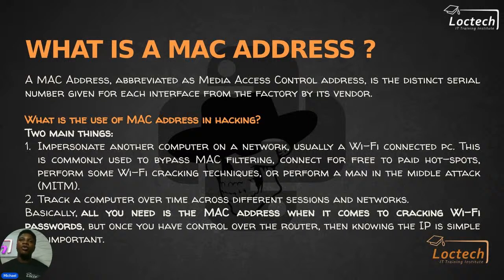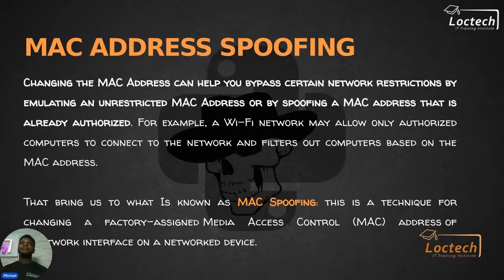Another purpose that we'll be using MAC address for in ethical hacking is, with MAC address, you can track a computer over time across different sessions and networks. Like I said, that MAC address does not change, like how your IP changes. Your IP changes based on your network, but your MAC address doesn't change. So even though you are in network A, network B, network C, network D, your MAC address remains constant. So that MAC address can be used to track a device over time across different sessions or different networks. So let's go to our next slide.